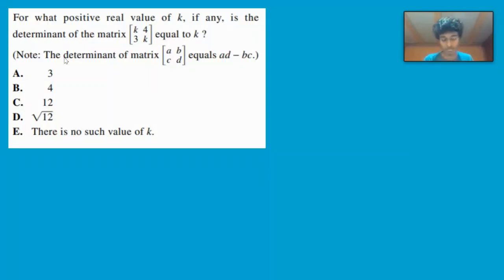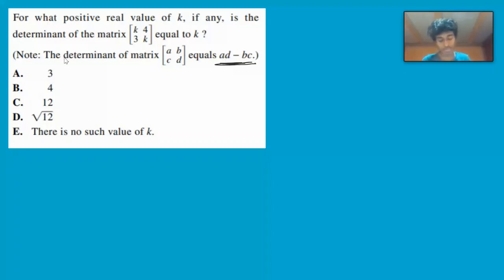All right, so this question asks, for what positive real value of k, if any, is the determinant of the matrix equal to k, right? And we're given the equation of the determinant of a matrix. We're given that it equals AD minus BC, right? So the product of A and D minus the product of B and C. So we want to know for what positive real value of k is the determinant of the matrix equal to k. Right, so we need to develop an equation that represents this.